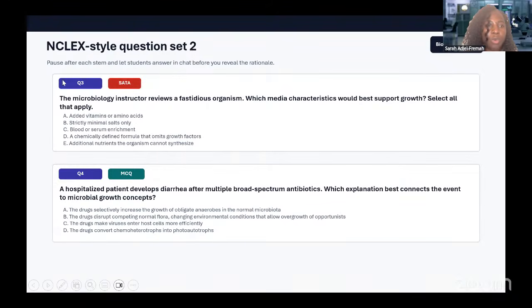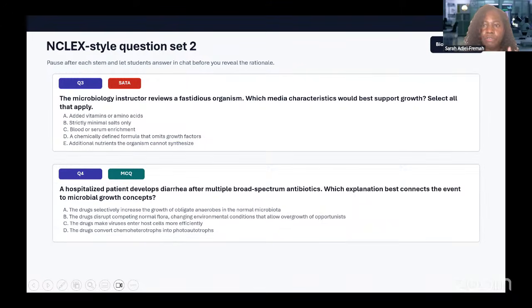Now let's look at question number 3. And I intentionally left the keyword fastidious in there just to help us to think about some other possible vocabularies that are mostly questioned in a typical NCLEX style. If a microbe is fastidious, what media characteristic will best support its growth? And here, question 3, there are multiple answer choices. So whichever option you are thinking about, make sure you have multiple answer choices.